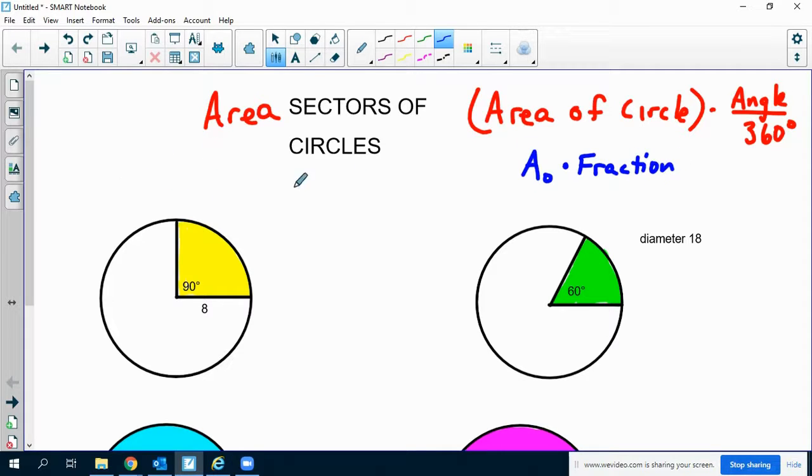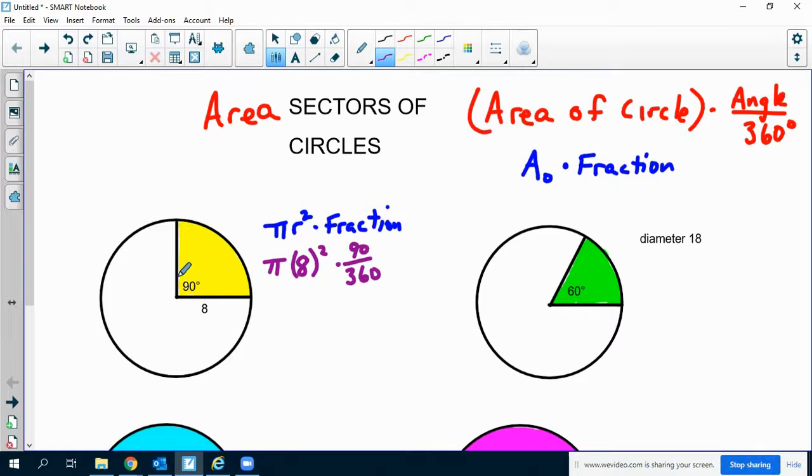So we know that the area of a circle is pi r squared, and then we're going to multiply it by the fraction of the circle that we're dealing with. So for example, in the problem that is here with the 90-degree angle and a radius of 8, if we are trying to find the area of this shaded region, we would do pi times 8 squared, and then multiply that by 90 over 360.